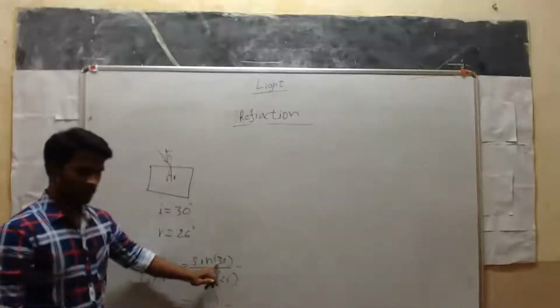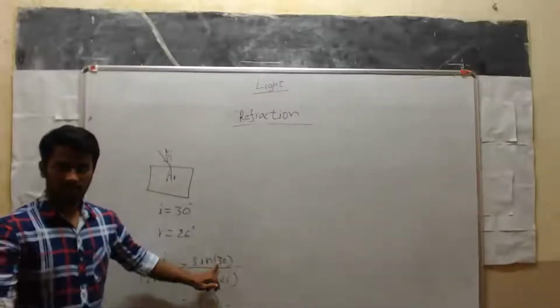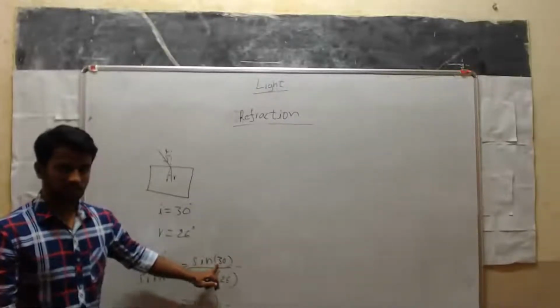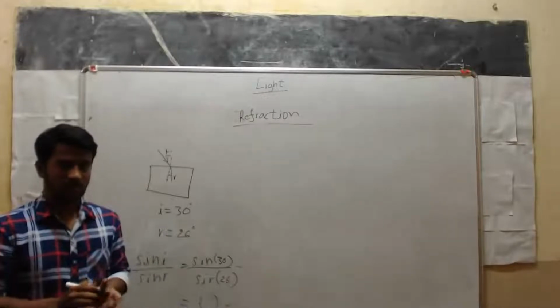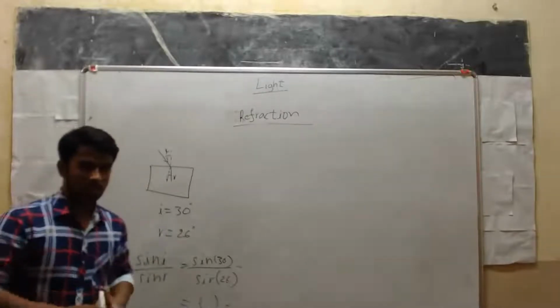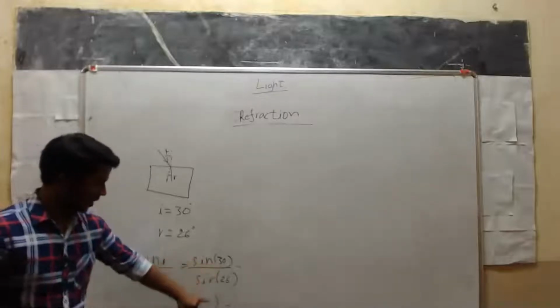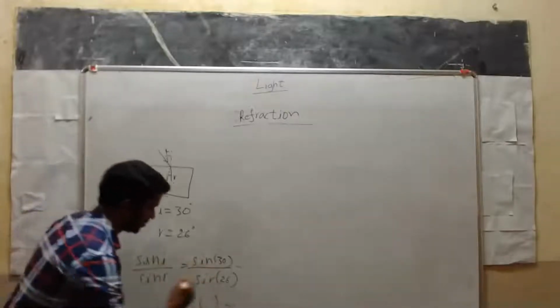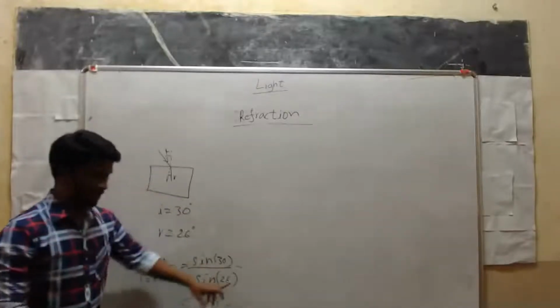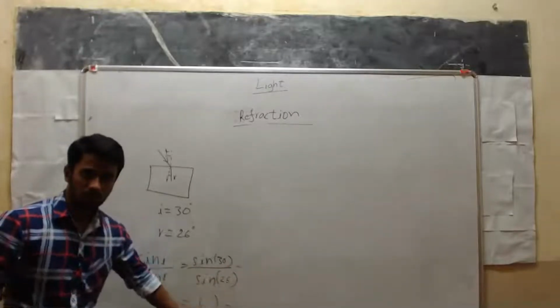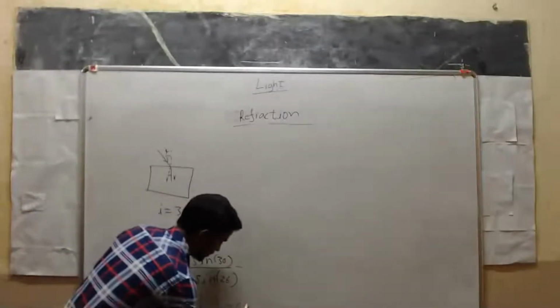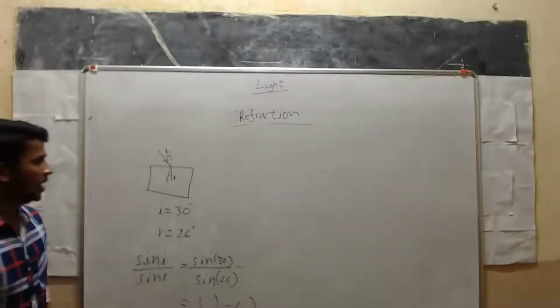You know sin 30, sin 45, sin 60, there are so many values. You study them in your mathematics, in the chapter trigonometry. Now here you should write the value of sin 30, then sin 26 here, then you have to divide both. So you will get one answer.